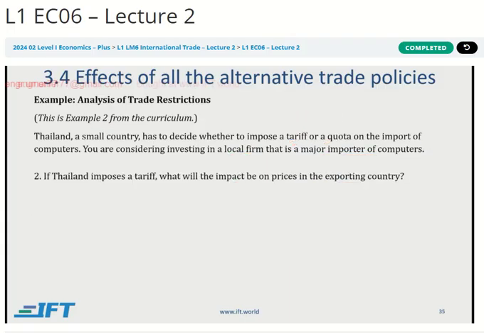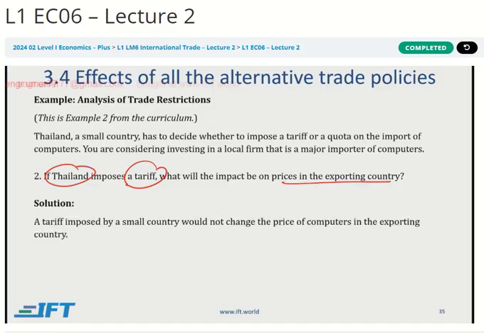Next one, if they impose a tariff, what will be the impact on prices in the exporting country? Now, Thailand is a small country, right? Just because Thailand is imposing a tariff, let's say it's South Korea or Japan that is exporting, or China that is exporting computers, they're not going to reduce the international prices because of Thailand. So because it's a small country, there will be no change by the exporting country, which is probably going to be China in this case.